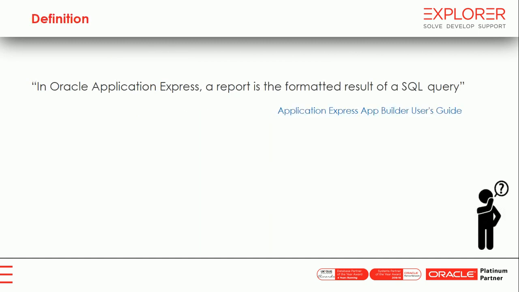So, a definition. The latest version of the Application Express App Builder Users Guide defines a report as the formatted result of an SQL query. Now, since Apex 18.1, that SQL query can also be natively based on a web service too. But the same principle applies, and certainly for now, the most common way it will be utilised is for presenting data from a table or multiple tables within the database.